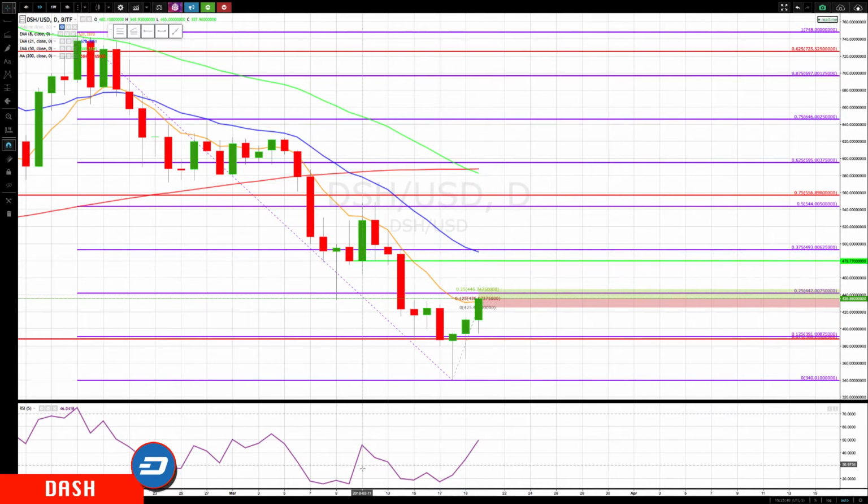And you can see down here we had a divergence pattern on the daily with a nice long wick. Then we did the 50% retracement rule, so that was a really good entry. That's what we have for you on Dash.